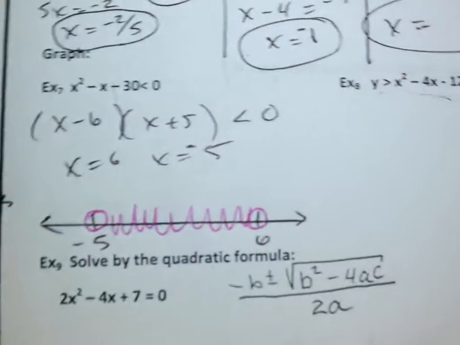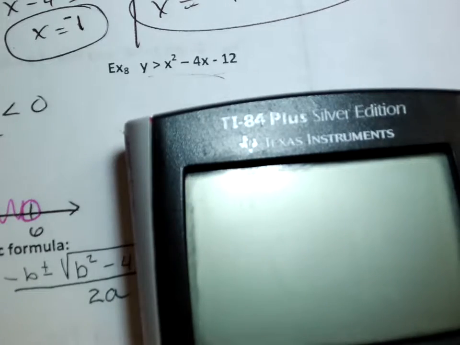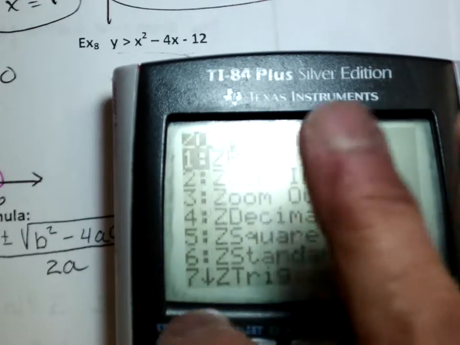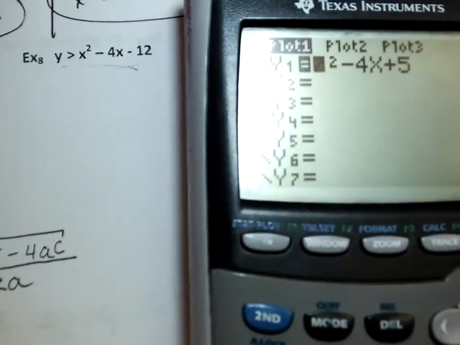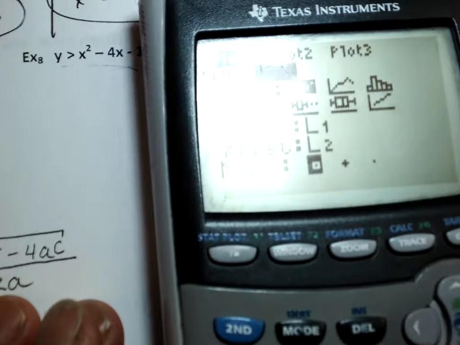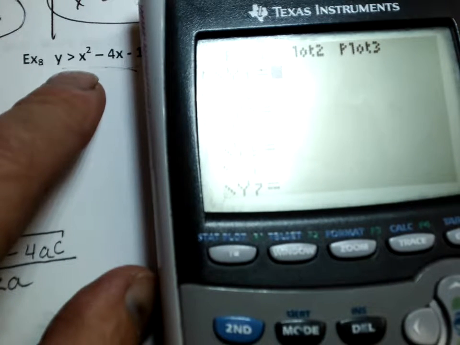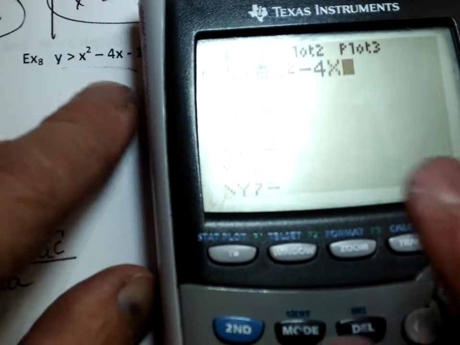Now I'm going to go ahead and graph on my calculator. Let's try, if my batteries don't die on me. Let me grab a different calculator just to be on the safe side. This time, let's see if I can do a better job. I'm going to go to y equals. Turn off my scatter plot. Clear that. And we're going to enter x squared minus 4x, subtract 12.